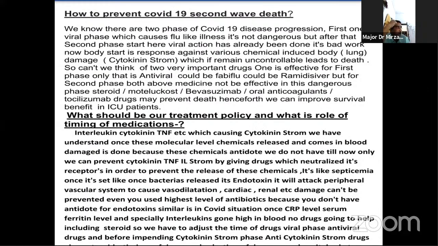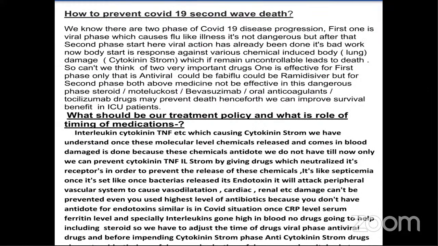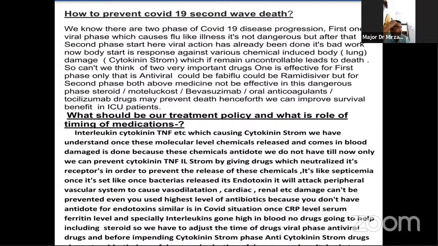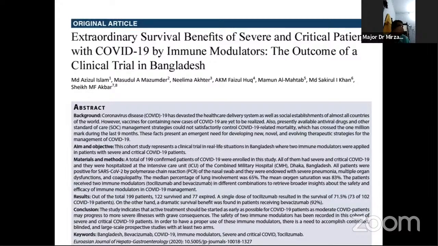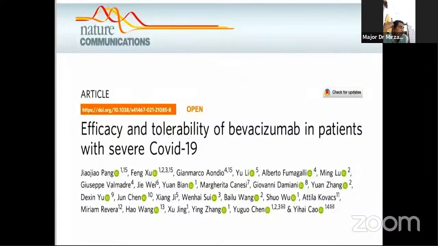The original research articles can be found: extraordinary survival benefit of severe and critical patients with COVID-19 by immune modulators, outcome of the clinical trial in Bangladesh, and the second, a very important trial, efficacy and tolerability of bevacizumab in patients with COVID-19. This is from the epicenter of COVID-19 in China. Again, there is the same thing.